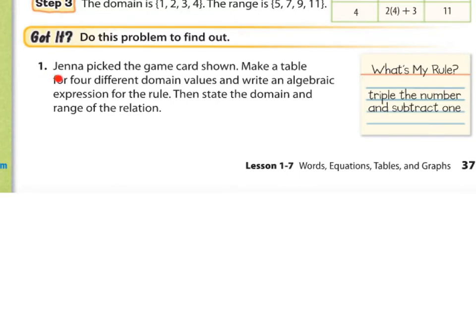Let's read it. Number 1. Jenna picked the game card shown. Make a table for 4 different domain values. Okay, so we're going to choose 4 different domain values and write an algebraic expression for the rule. Here's the rule. Then state the domain and range of the relation. So that's what we're going to do.